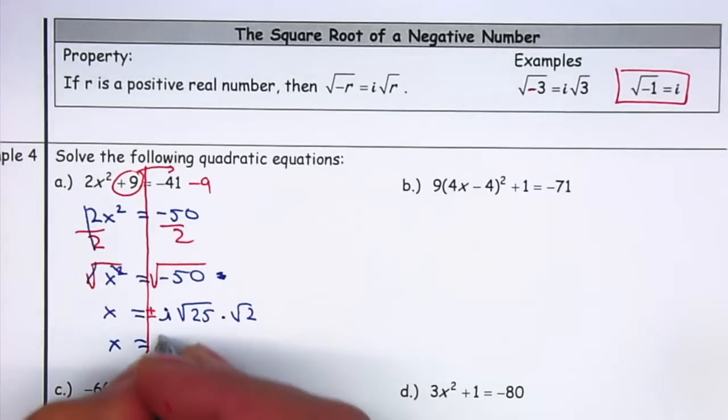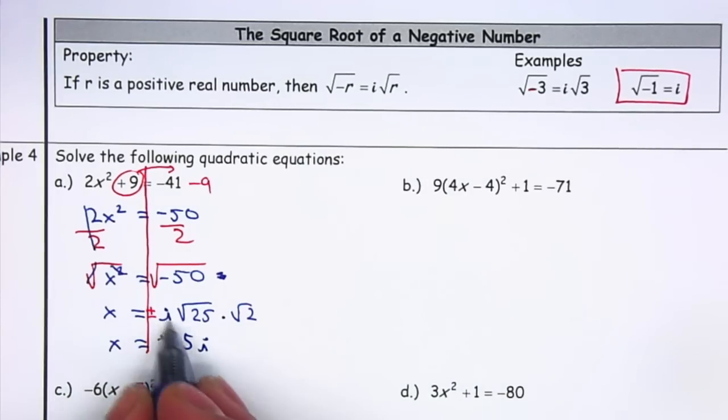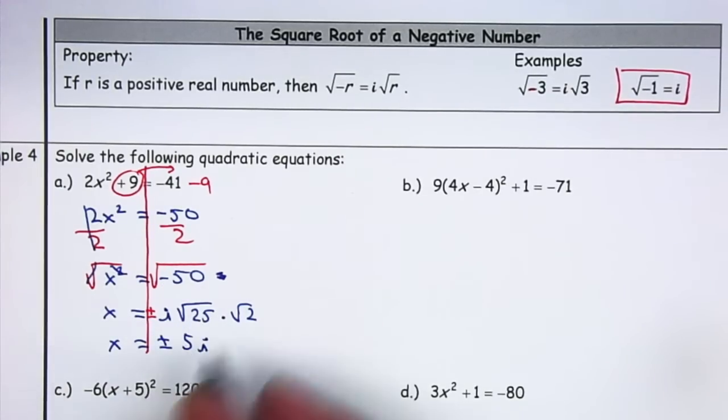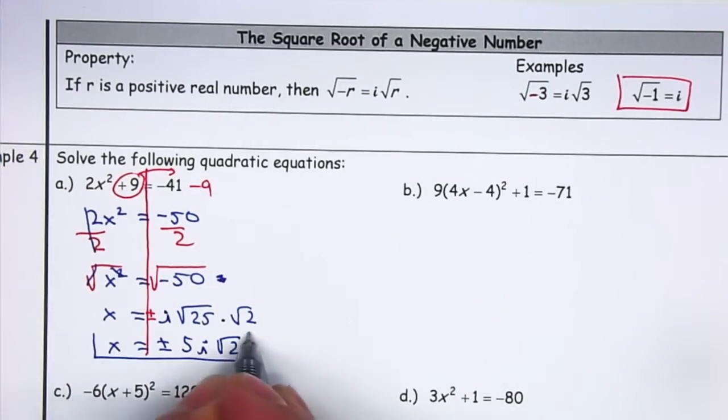So x is equal to plus or minus 5. We don't write down i5, we write down 5i. Remember the i came from here because it was a negative square root. The square root of 25 is 5, and then the square root of 2. And this will be your final answer.